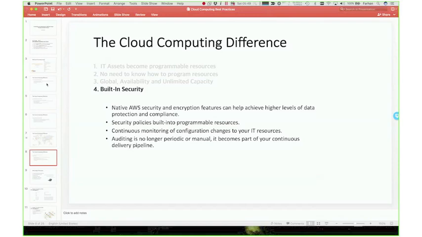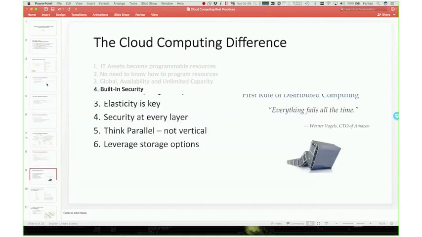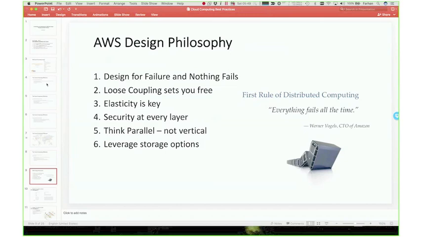So moving forward, all of this can be combined into 6 main points, which is the AWS design philosophy. I would start with the picture on the right hand side, which says the first rule of distributed computing, which is everything fails all the time. This is the quote from Amazon CTO, which brings us to point number one, that we have to design for failure and then nothing fails for you.